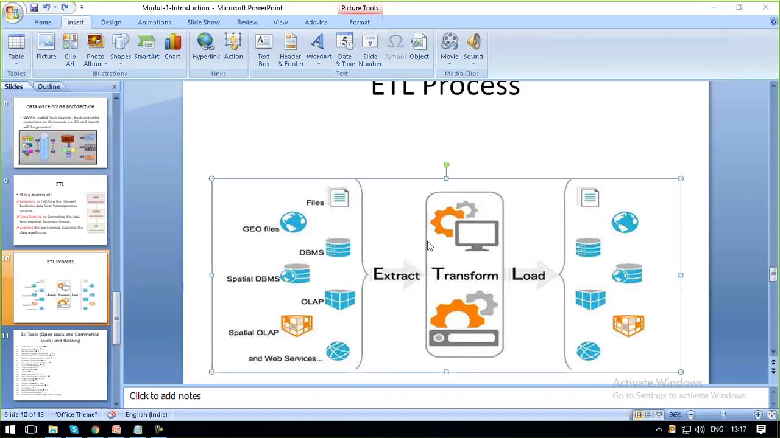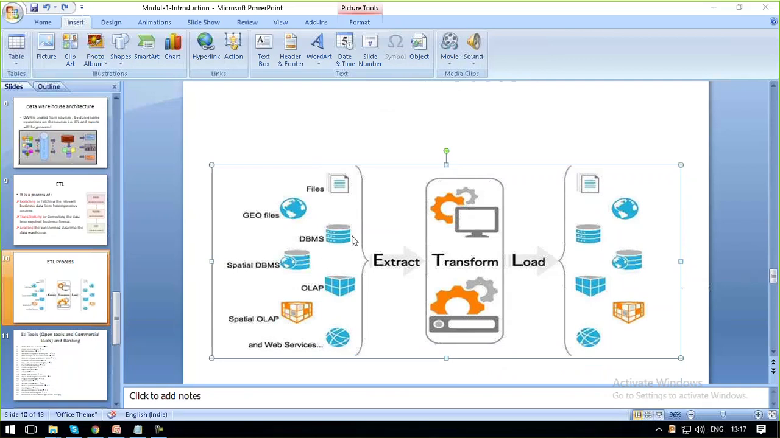So now let's discuss how the ETL process actually works: after extraction, we are going to load our data, and to which location we are going to load our data. So extraction is the process that is performed on the source.